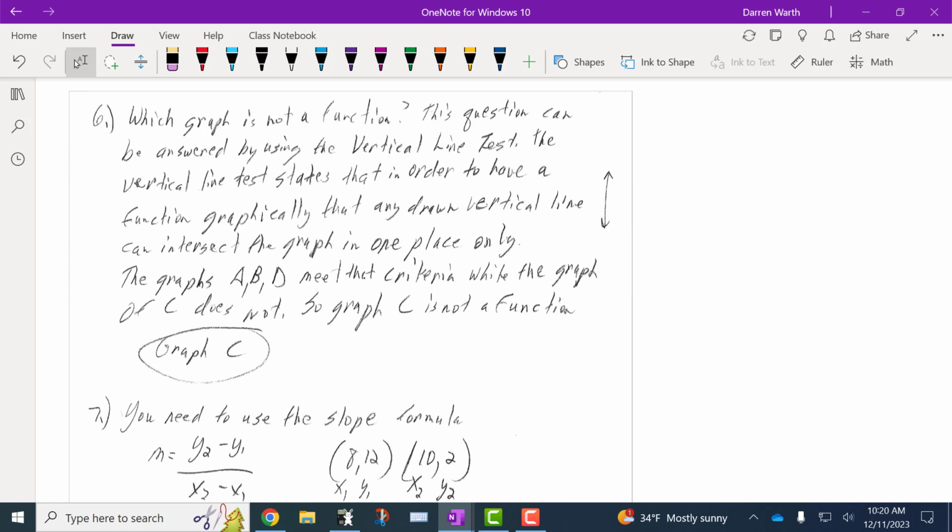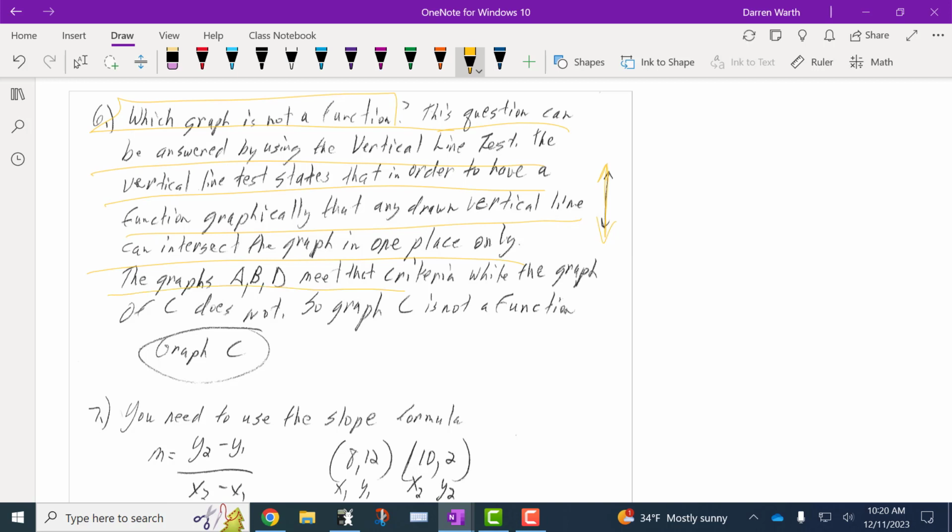The question is, which graph is not a function? So when I have that question, which graph is not a function, just have to remember the following. This question can be answered using the vertical line test. The vertical line test states that in order to have a function graphically, any drawn vertical line, so remember a vertical line looks like this, straight up and down, can intersect the graph in only one place.